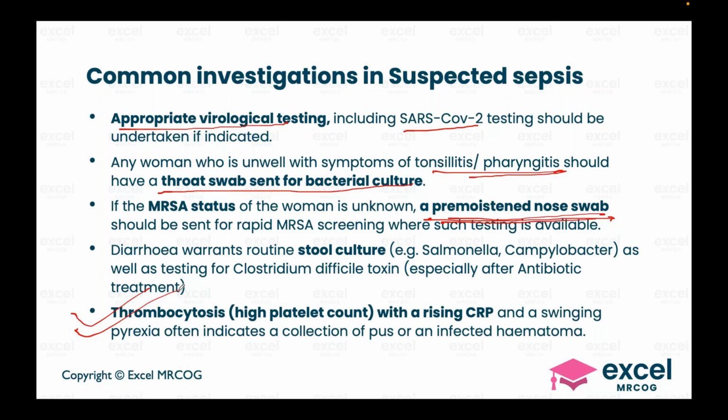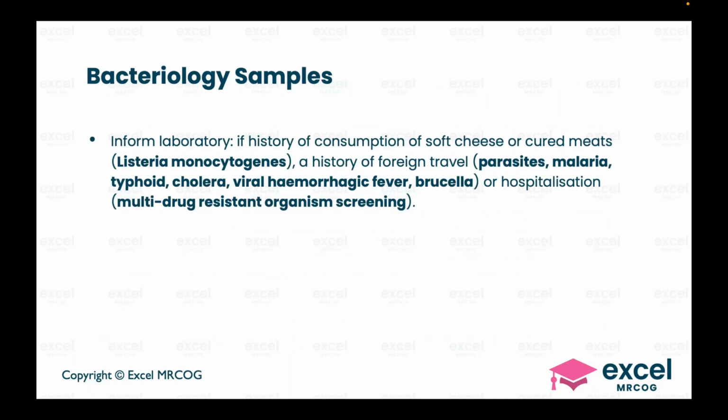What does this mean? Swinging pyrexia is typically seen in abscess. So abscess, which may be because of an infected hematoma. Okay, so this is what you can get as a question. Okay, again, consumption of soft cheese or cured meat, listeria. History of travel could be parasites like malaria, typhoid, cholera, viral hemorrhagic fever, and brucellosis. And hospitalization is associated with MDR, multi-drug resistant organism.